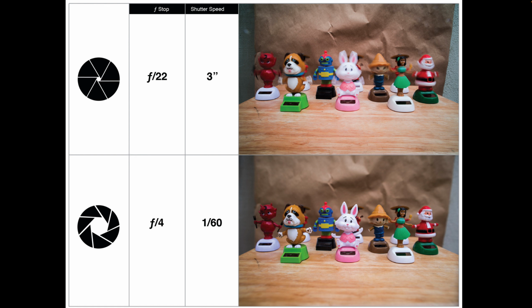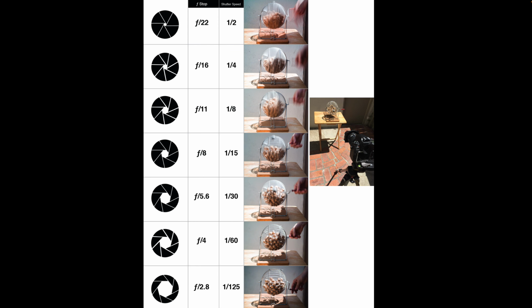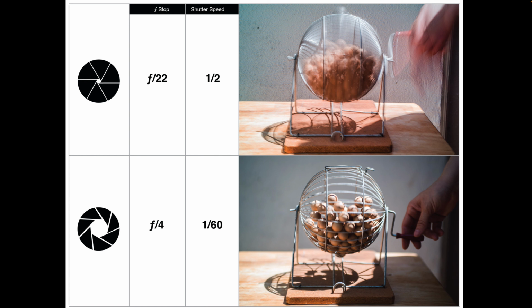At 3 seconds, everything was blurry because they were moving up and down. Same thing with this bingo balls. At f22 at 1/2 to f2.8 at 1/125th of a second, you can see at the bottom, the hand is nice and sharp and the balls are sharp as well. But when we look at 1/2 of a second, how blurry the balls are, and so is the hand.